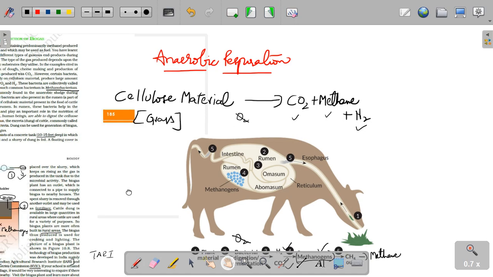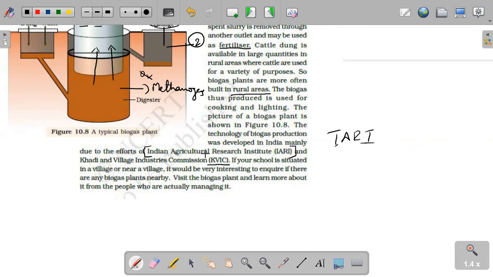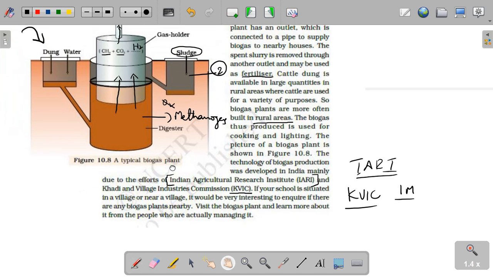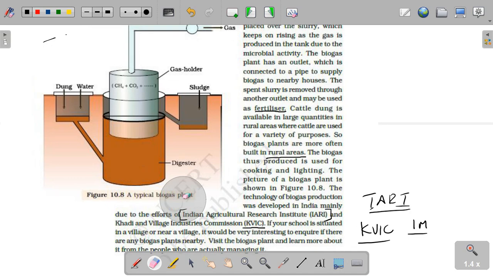So in this context, I wanted to tell you the most important thing that has happened in our country, where organizations like the Indian Agricultural Research Institute and the Khadi and Village Industries Commission, both of them, at your level, are important for a one mark question. IARI and KVIC both helped and put in efforts to make sure that rural areas are capable of building their own biogas plant like this. This will enable the farmers or people living in a given area to produce biogas by themselves. So let's see how this biogas plant can be built.